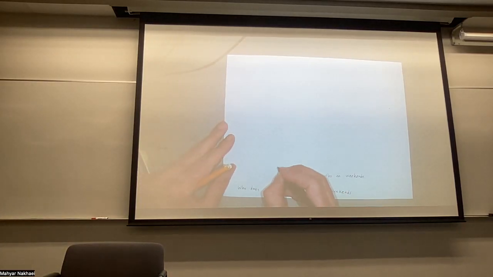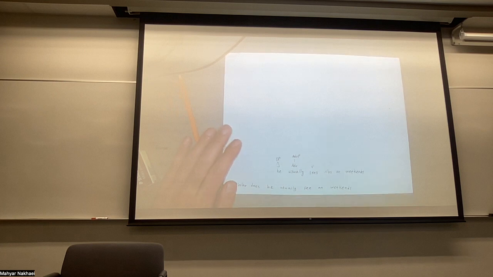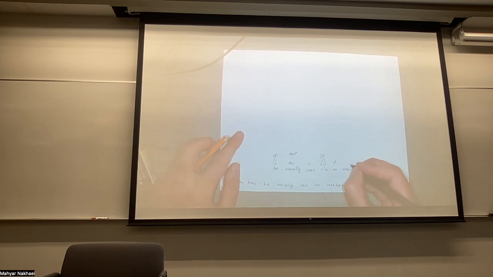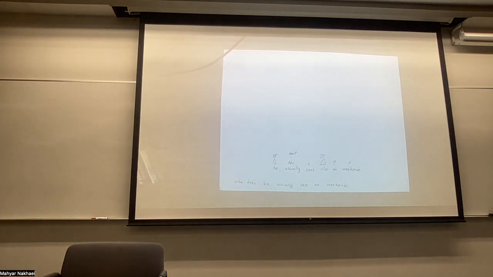So lexical category: he is a DP, triangle. Usually is an adverb, which is also an adverb phrase. See is the verb. Who is a WH question word, triangle DP. On is a preposition, weekends is a noun. You can see that there is no auxiliary in this case, so what goes under tense is minus past, because this is present.